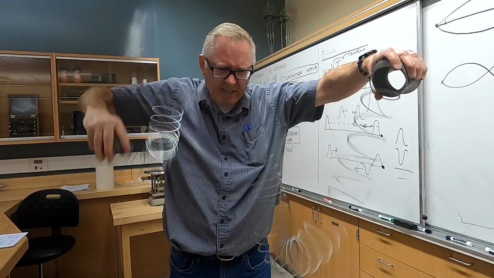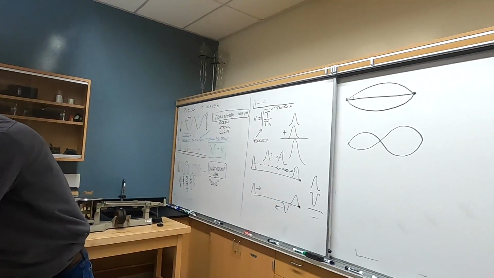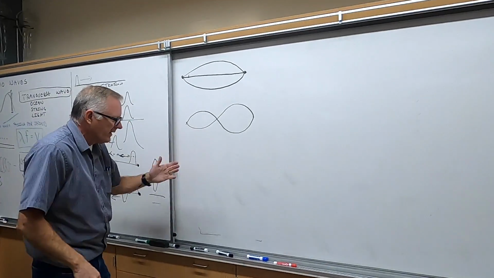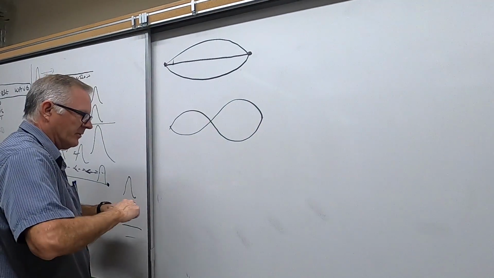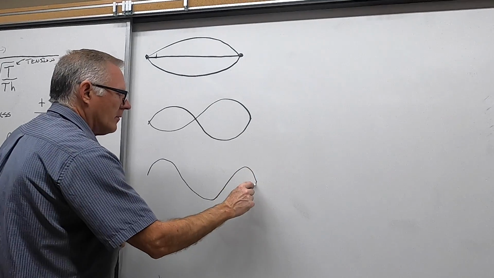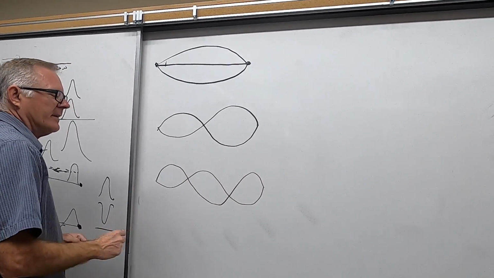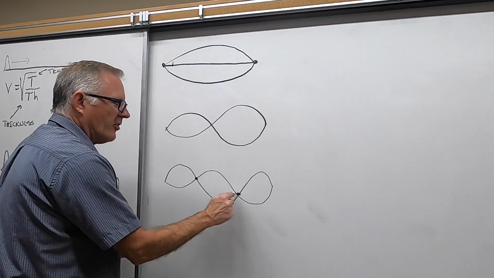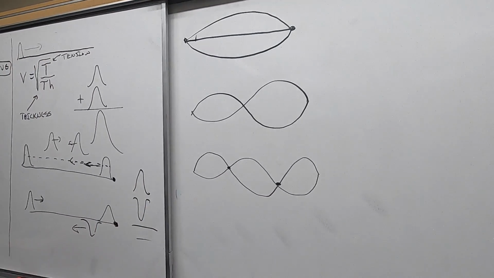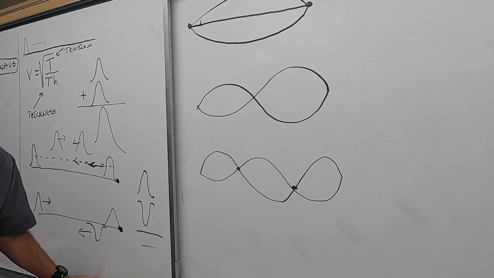I don't know if you're seeing it right there, but you would get something that looks like this. If I could shake it 3 times that fast, I'm never going to be able to do that. Then I would get something that looks like this, right? That is, I get these points, they're called nodes right here, and they should stay fixed if I can keep that up right here.